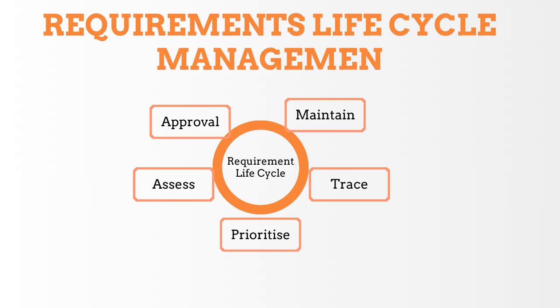The second one is trace. To check the value and capability of a requirement, it is necessary to trace it. Third one is prioritize. Once the tracing has been done, the requirement should be prioritized. Means we can say that the prioritization of requirements focuses on the ranking of requirements.